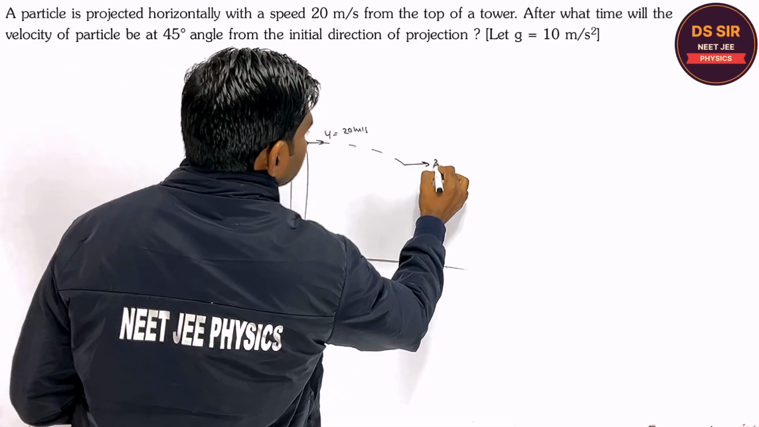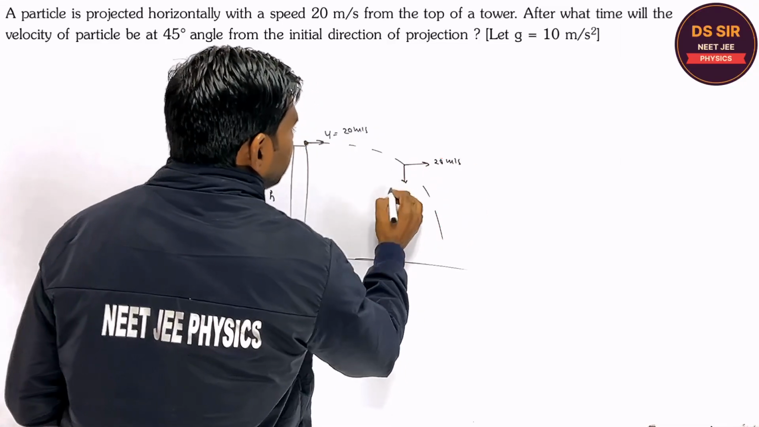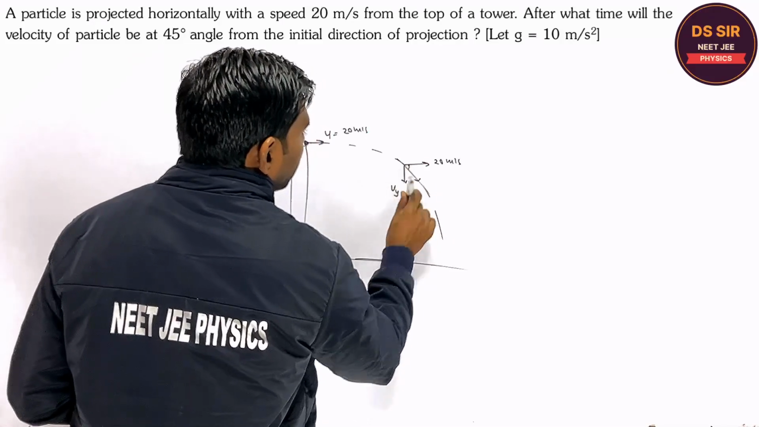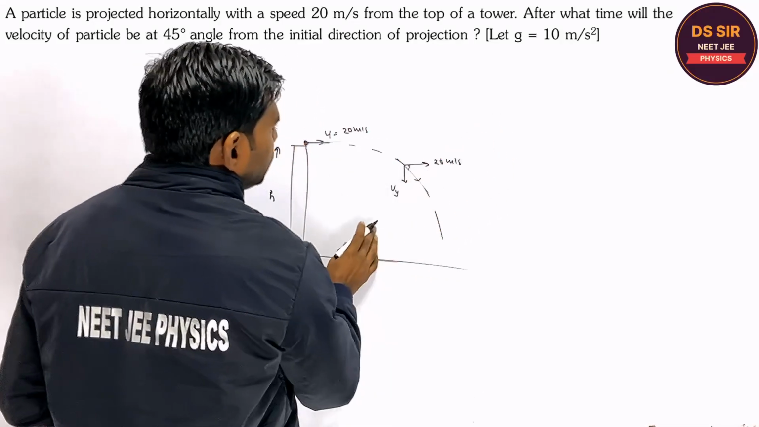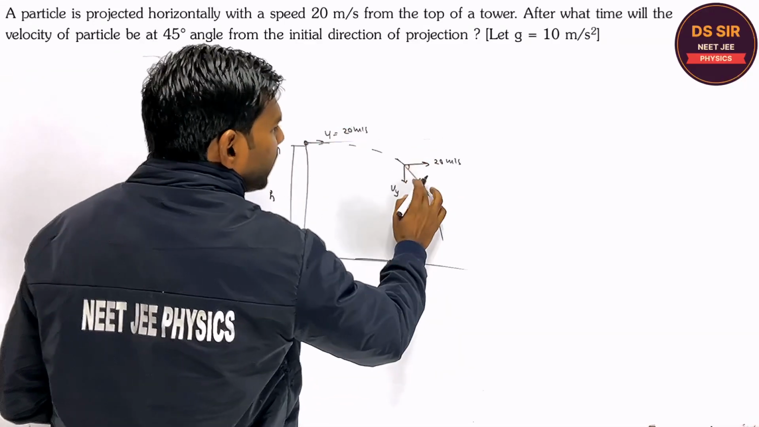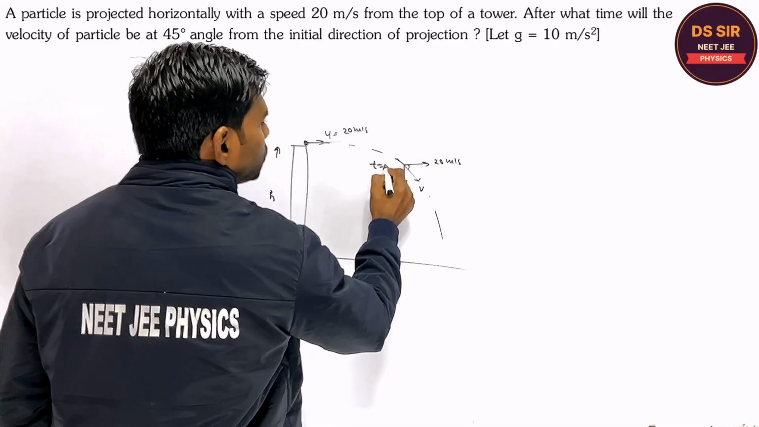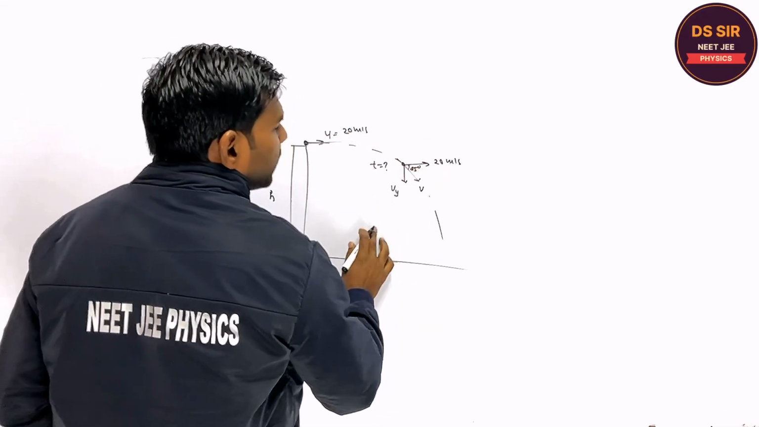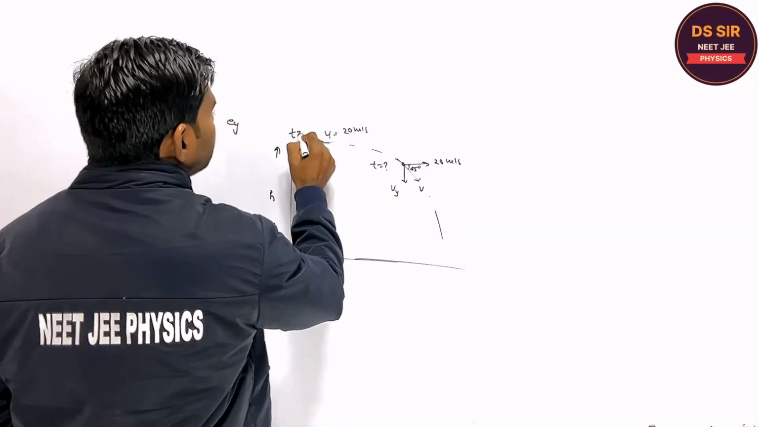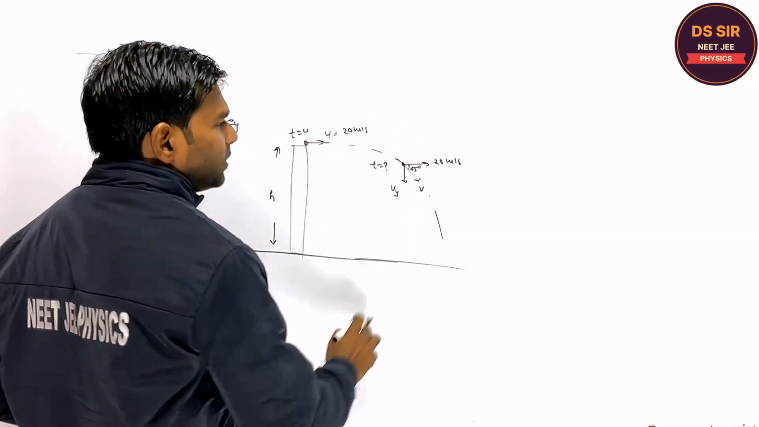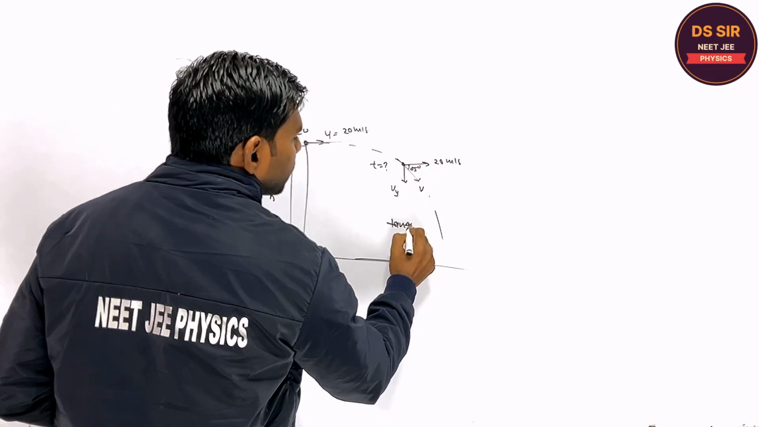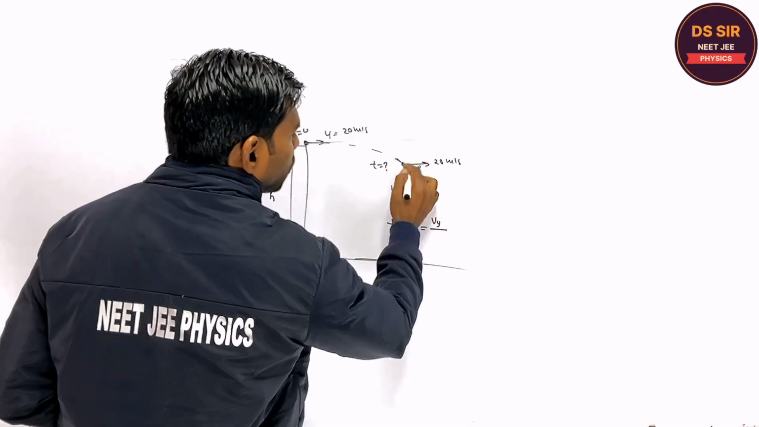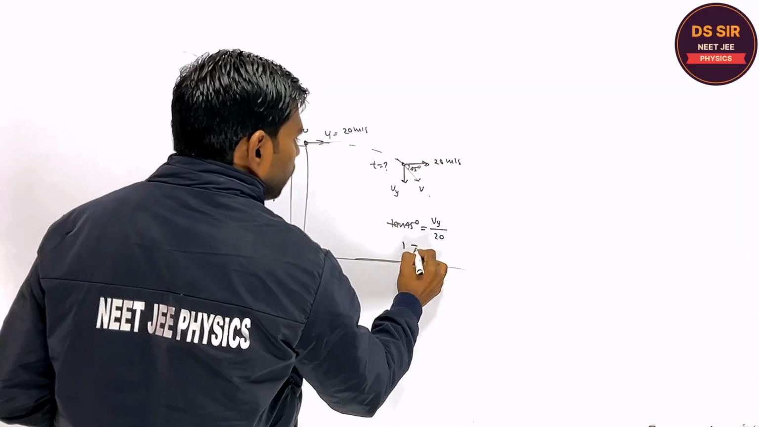It means this is the 20 meter per second. After some time, the velocity in vertical direction becomes vy, right? This is the initial direction of the velocity, and this is the final direction of the velocity after time t. So at this time t, the particle reaches this point, and this angle becomes 45 degree. So from t equal to 0 to this t, we have to find. Can you apply tan 45 here? It is equal to what? Say perpendicular over horizontal, which is 20. It is equal to 1.